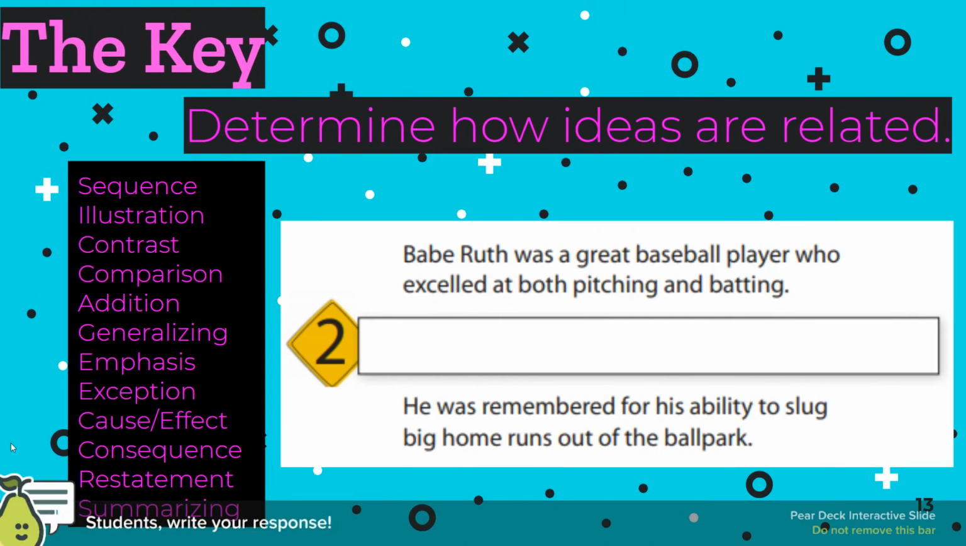Babe Ruth was a great baseball player who excelled at both pitching and batting. He was remembered for his ability to slug big home runs out of the ballpark. Right now, you need to go to your transition note page, pick a transition that you think works best and shows the relationship between those two ideas. Pause the video now.